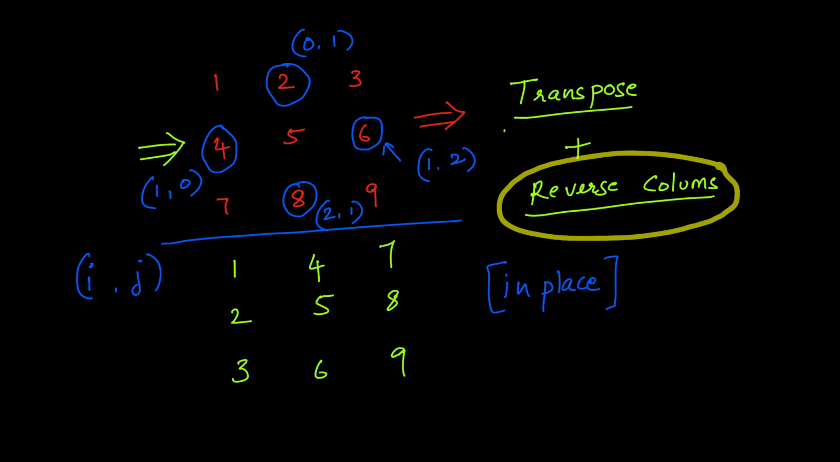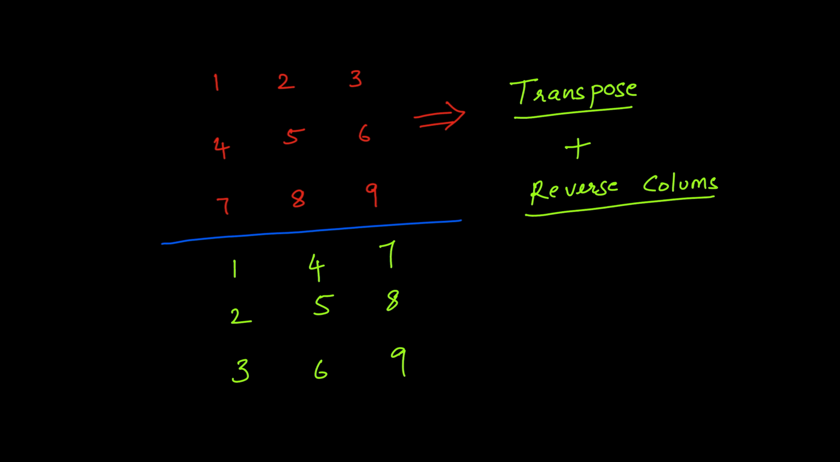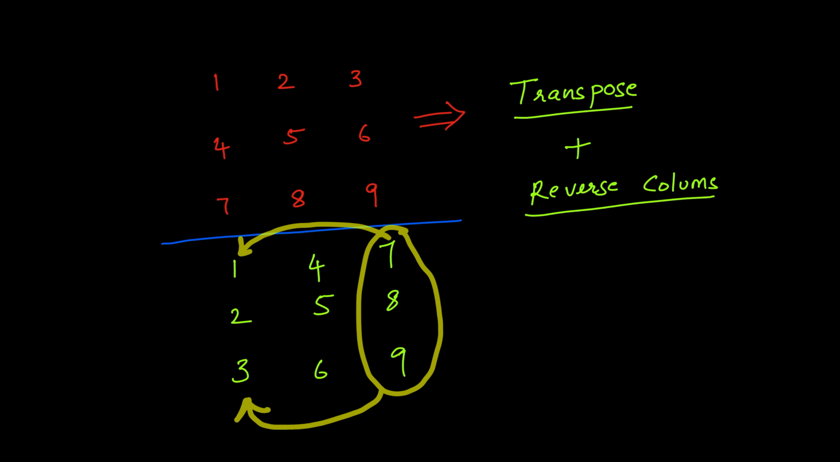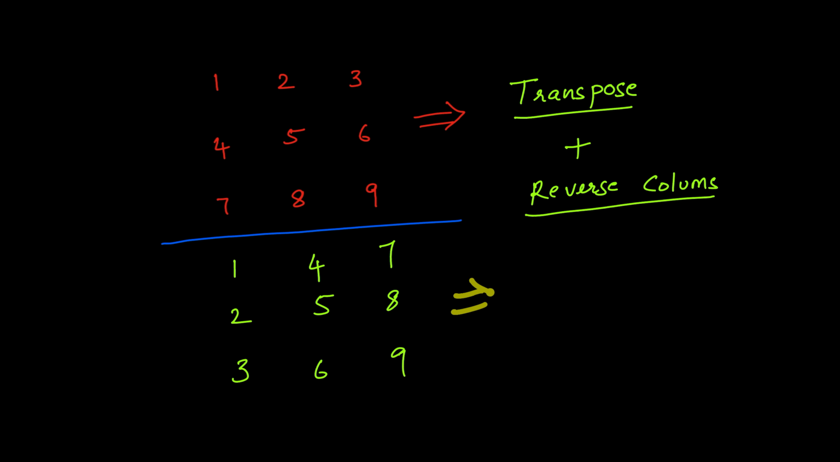Now let's discuss the second operation, that is reversing the columns. In this operation, we are basically dividing the entire matrix by drawing a line at the center and then swapping the columns on the left with the right. In other words, the column that starts with 1 is swapped with the column that starts with 7. After swapping the columns, the updated matrix would look something like this.